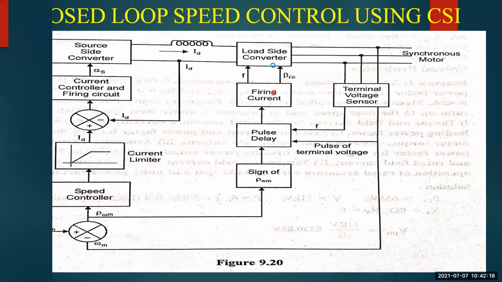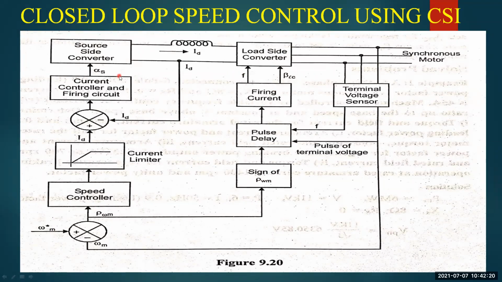In this way, the speed of the synchronous motor can be sensed. In these blocks, first omega m star minus omega m, that is called the speed error, is processed through a speed controller and fed to the current limiter. The current limiter generates the reference current, that is called ID star, and the difference between the actual DC link current and the reference current, ID star minus ID, is fed to the current controller and firing circuit.